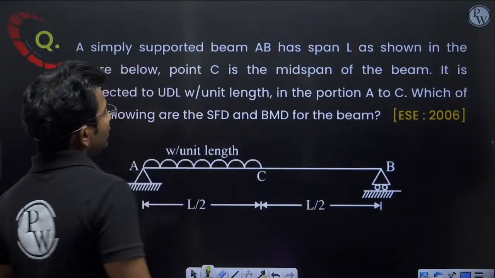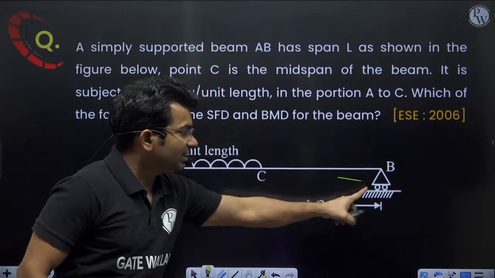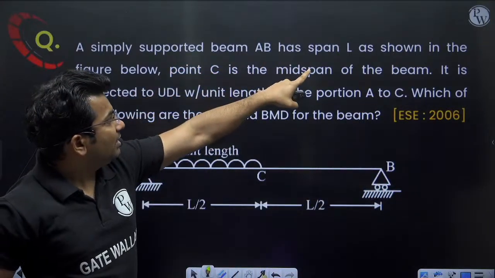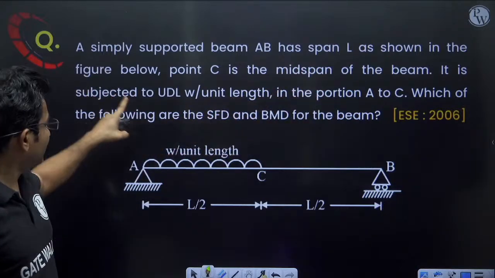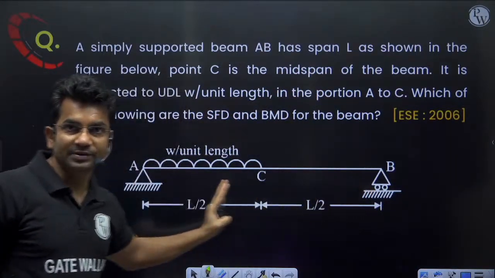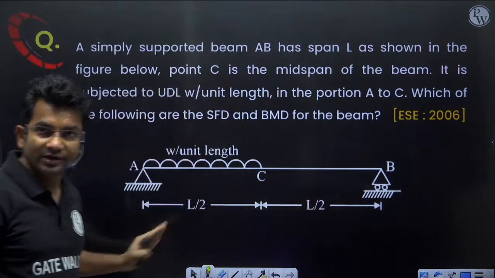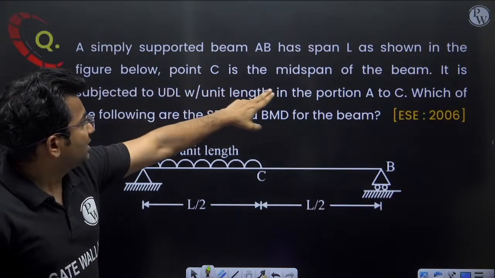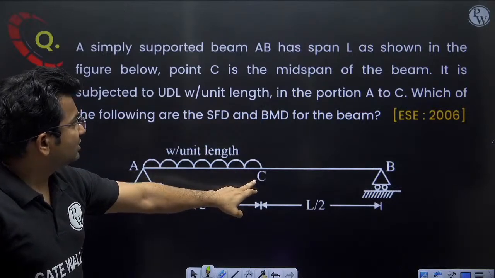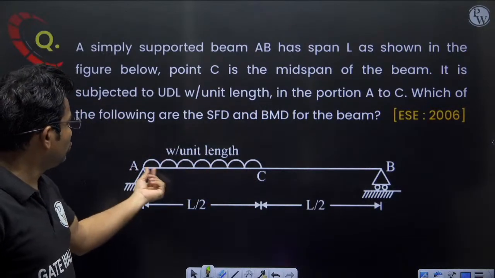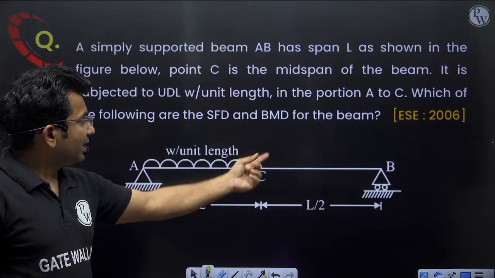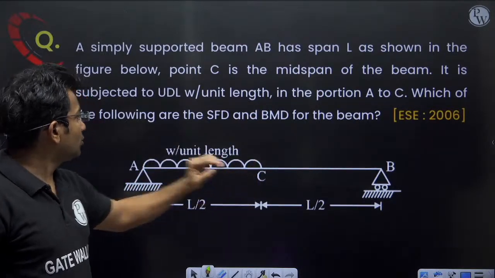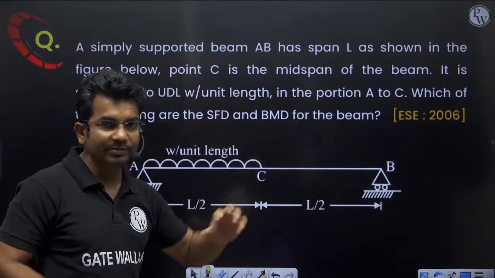A simply supported beam AB has span L as shown in the figure below. So the total span of the beam is L. Point C is the midspan of the beam. It is subjected to UDL, W per unit length, in portion A to C. Now, which of the following are the SFD and BMD of the beam?